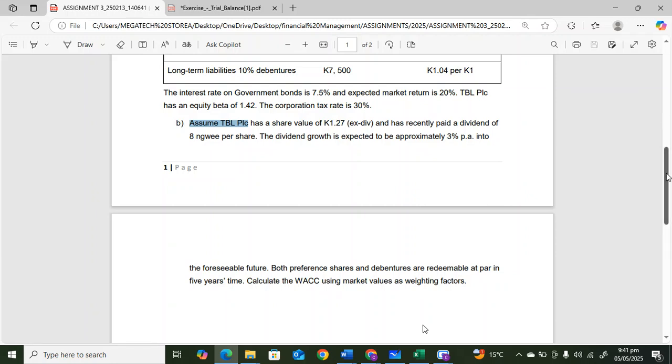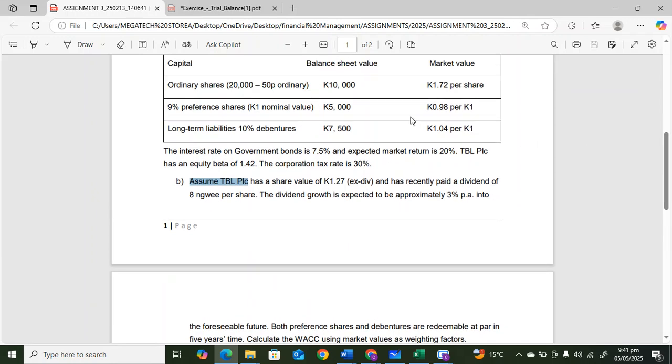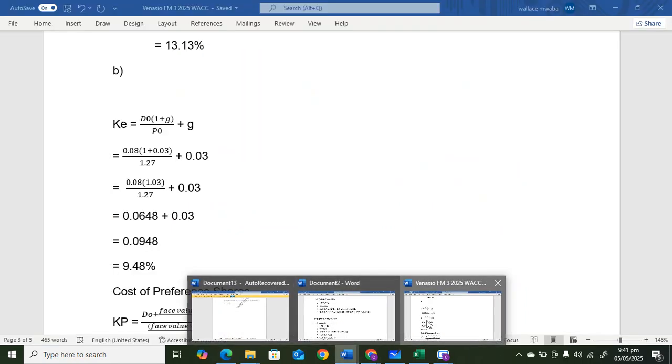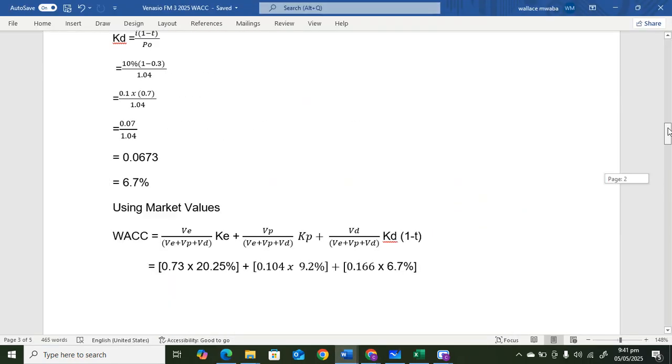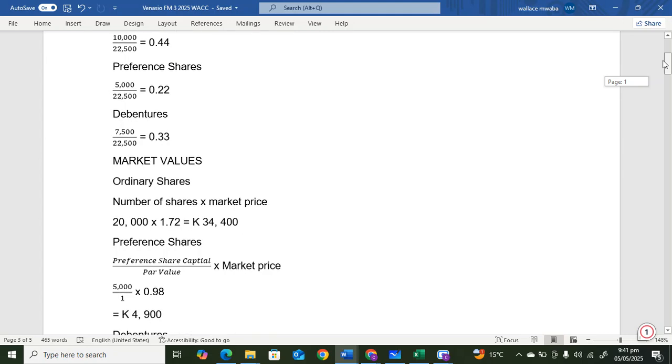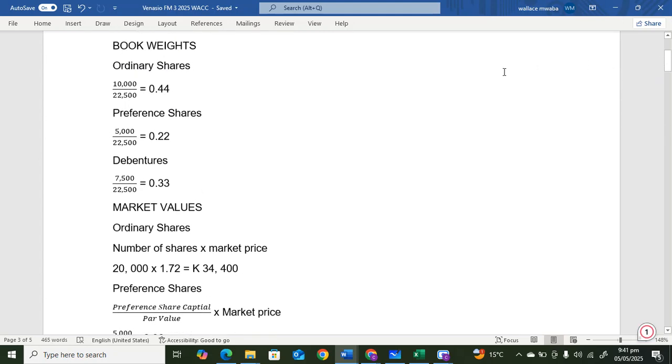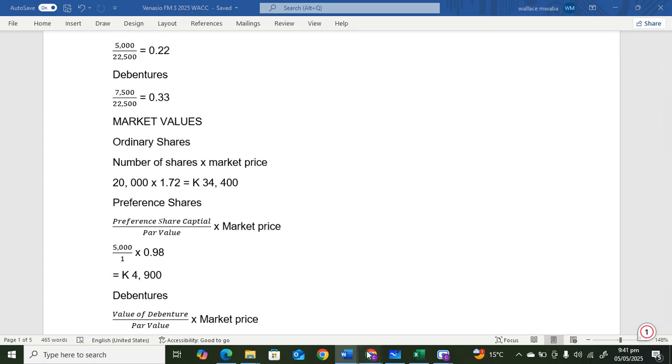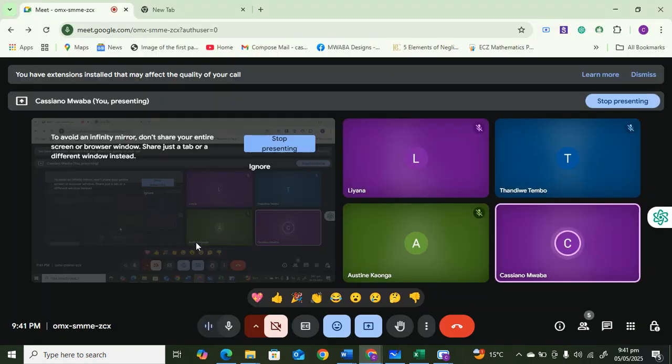Okay, so here we already tabulated the weighting factors for ordinary shares, preference shares, and the debentures. Here's just a recap. I believe, do we remember how to find the market values of ordinary shares, preference shares, and debentures? Do you remember how to calculate those market values, colleagues?